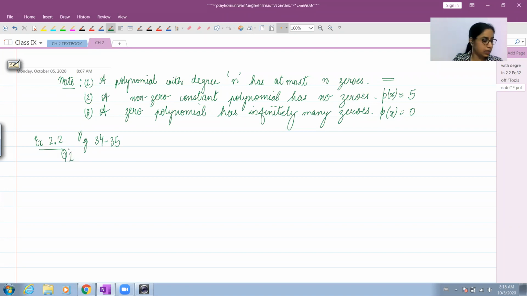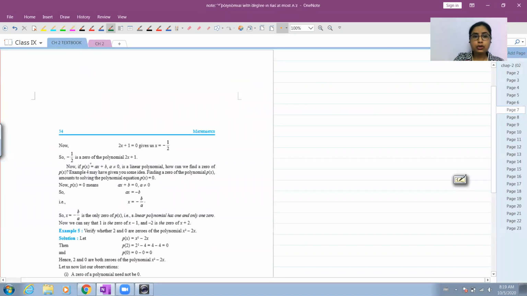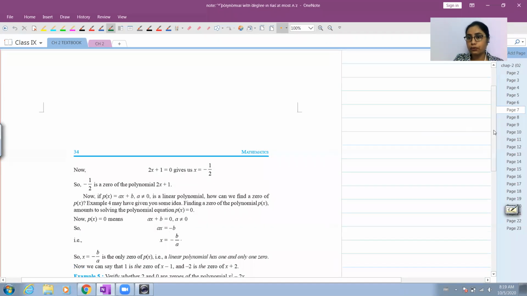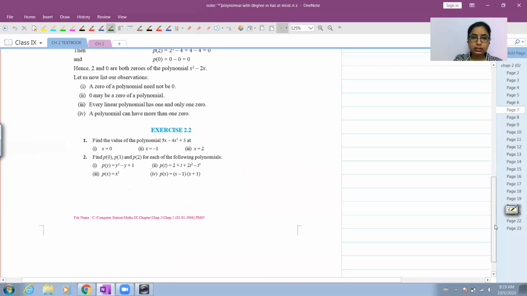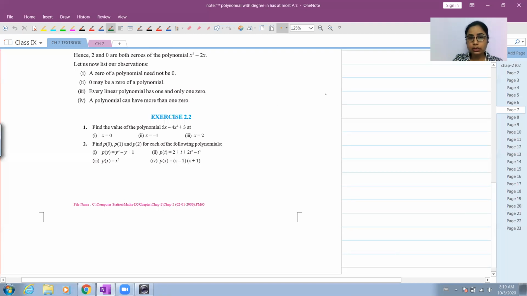Question number 1 of the exercise is a very simple question. You only have to evaluate the polynomial for the given values of the variable. So as you can see, find the value of the polynomial. The polynomial is in x. So I can first of all name this as p(x) equals 5x minus 4x squared plus 3. This is the first thing I want to write down: name my polynomial, or represent my polynomial with a name.